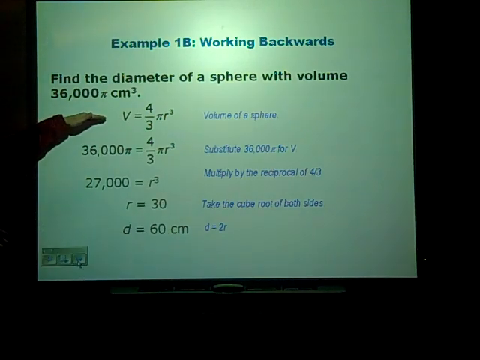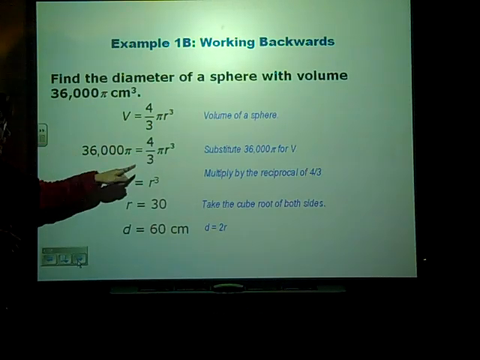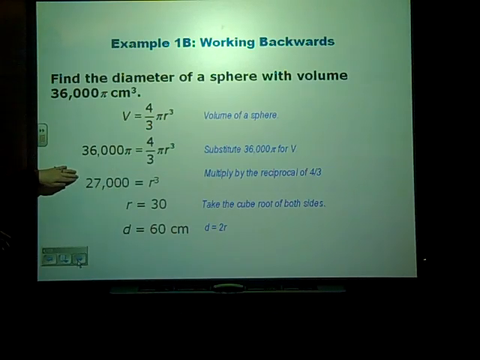So start with your volume formula, because they gave you volume, plug in what you know, work backwards, divide by pi, those will cancel out, multiply by the reciprocal, and then take the cube root, math, number 4 selection, double it to get the diameter.